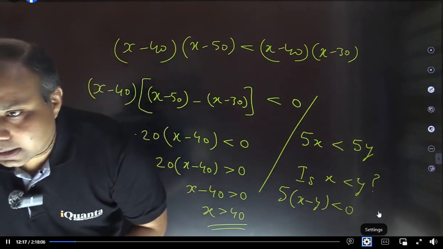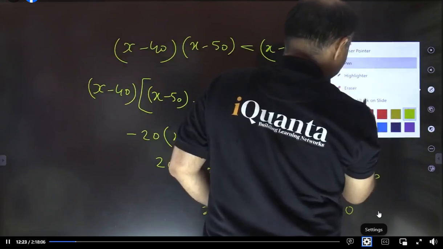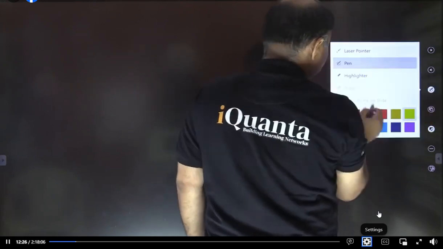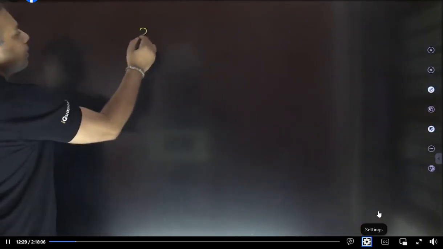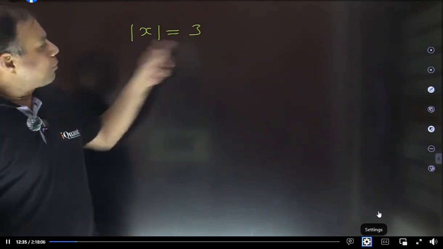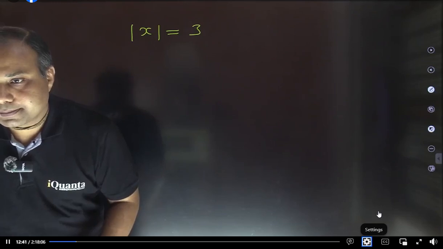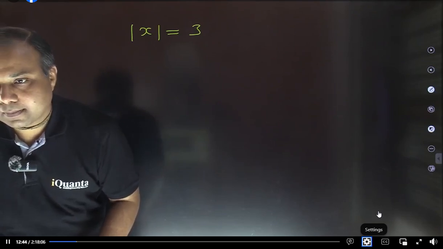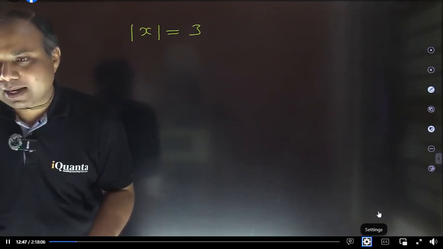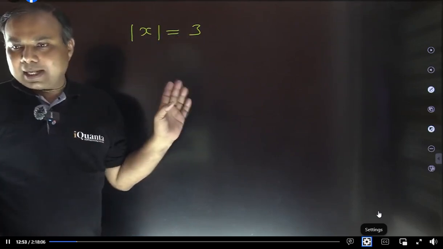Okay, so let's move further now. Regarding modulus, let me revise quickly. We have discussed the meaning of modulus. So mod x is equal to 3. Please tell me the values for x fast. What are the possible values of x? There are two values, plus minus 3, right? So whenever we remove this modulus sign, we put a plus or minus sign. That is one basic way.